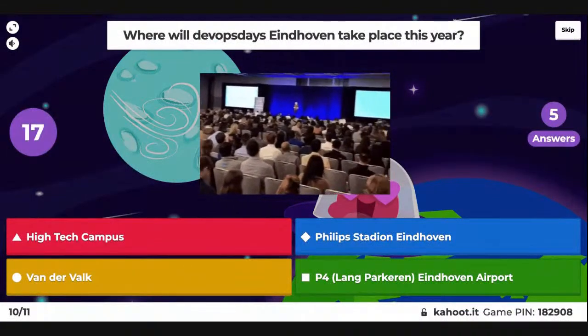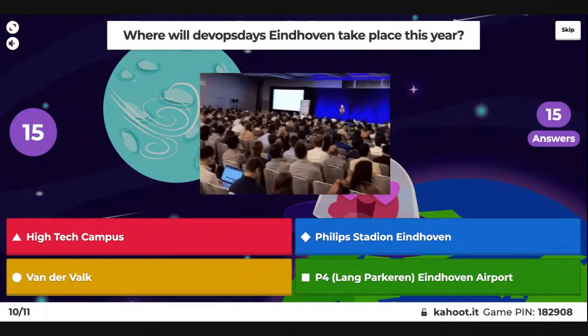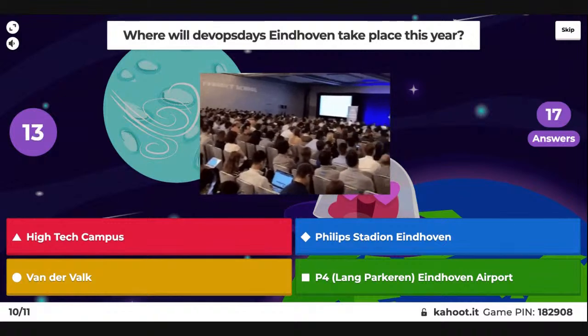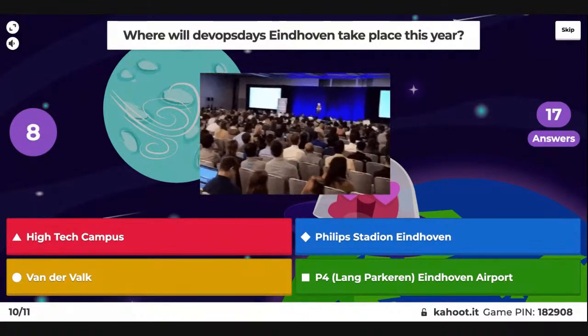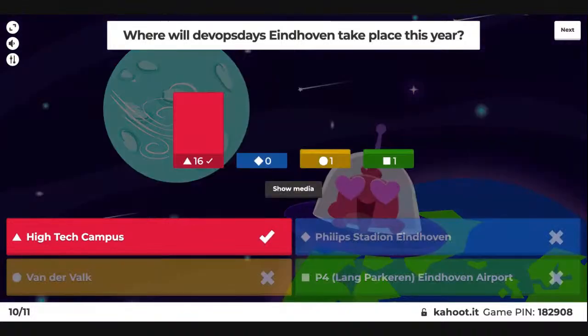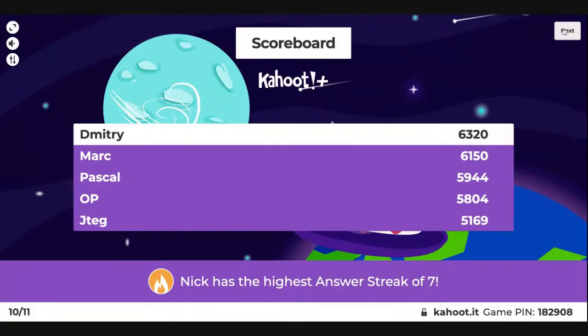Where will DevOps Days Eindhoven take place this year? High-Tech Campus, the Philips Stadion Eindhoven, Van de Valk, P4, lang parkeren at Eindhoven Airport. Who picked the green one? Honestly. I need to go back and watch the logs of who picked that one.